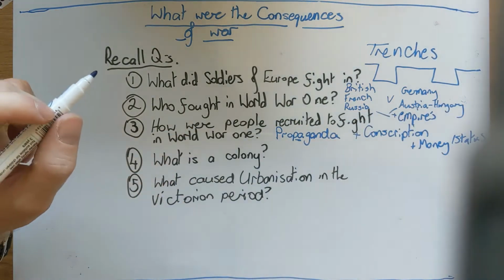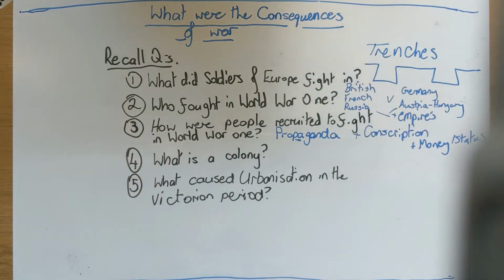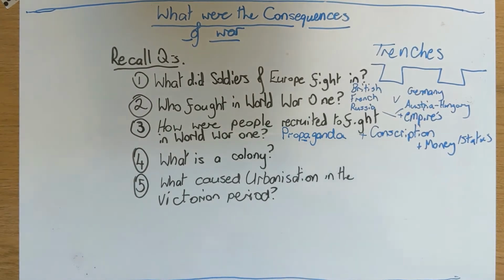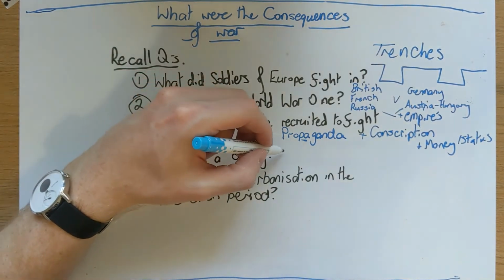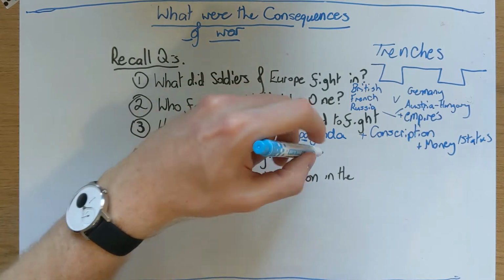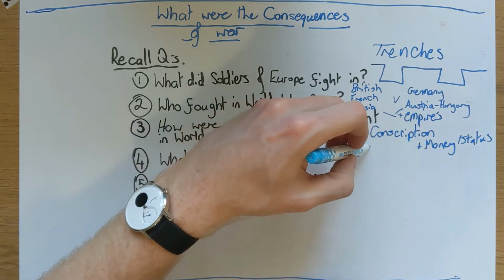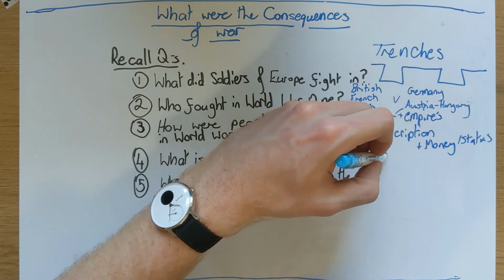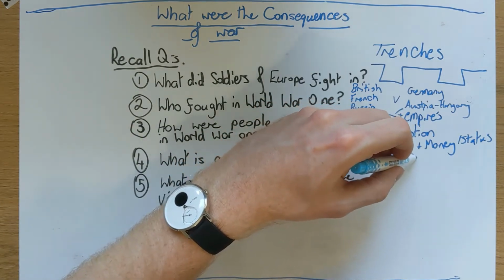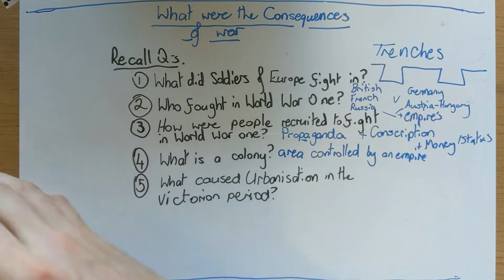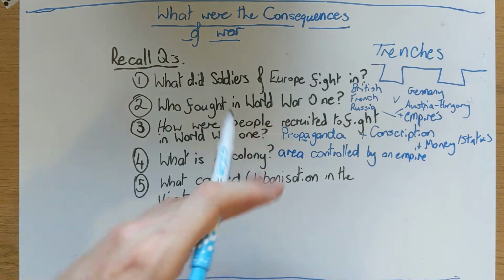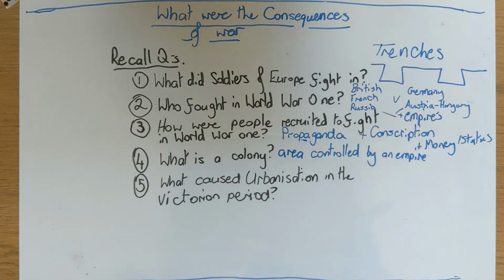What is a colony? So a colony is all about empire. So a colony, area controlled by an empire. So India was a colony of the British Empire. South Africa was a colony of the British Empire. Jamaica was a colony of the British Empire.